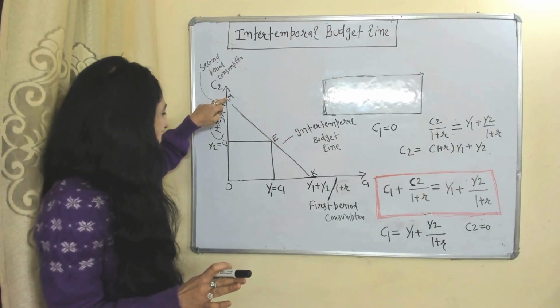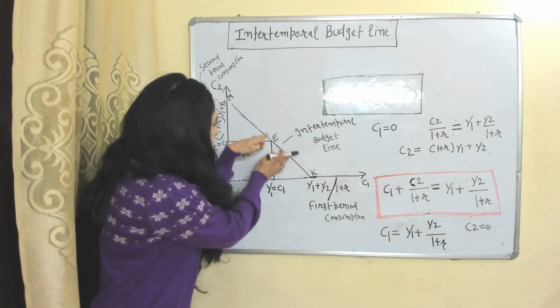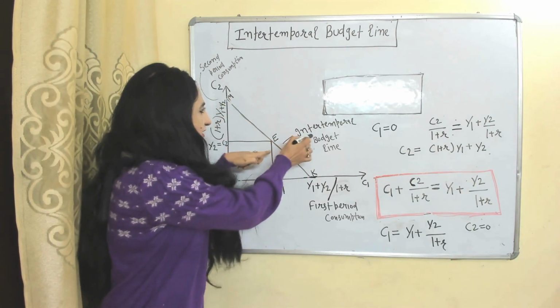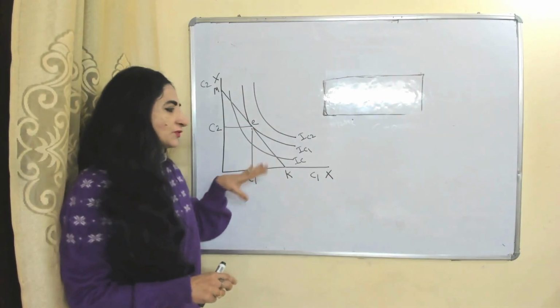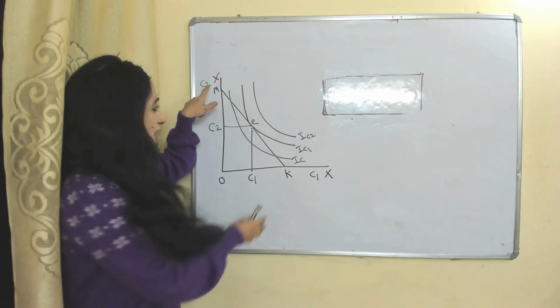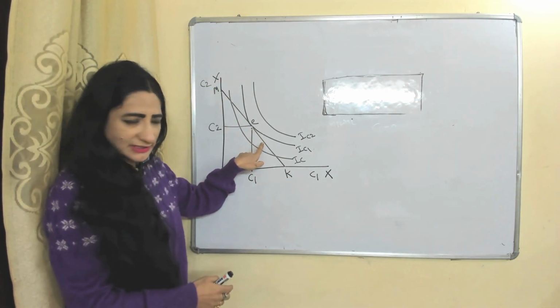When we join this M and K point, we will receive the intertemporal budget line. So this is our intertemporal budget line. Now we will see equilibrium. Consumption of period 1, consumption of period 2, and this is our intertemporal budget line.